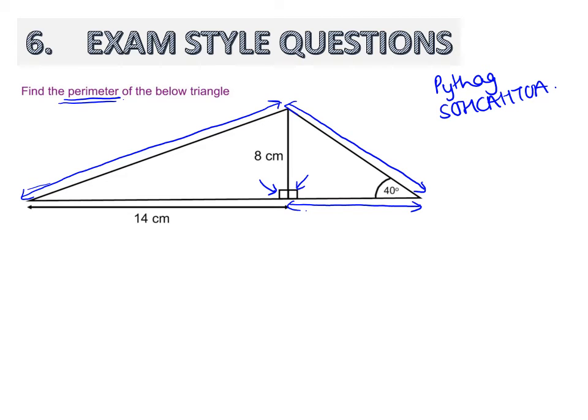Now straight away, the one that's most obvious to us is the one on the left. So if we look at this triangle on the left, let's call this one x. If we want to work out x, then we've got two sides in a right angled triangle, so we can use Pythagoras.